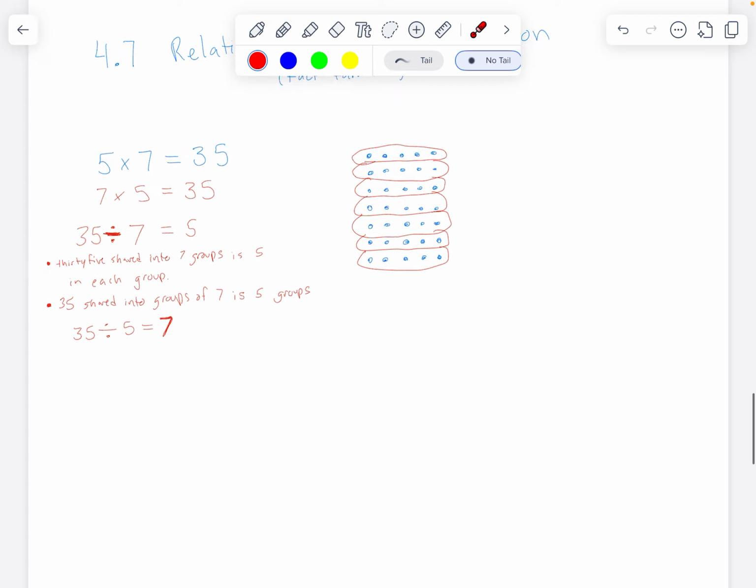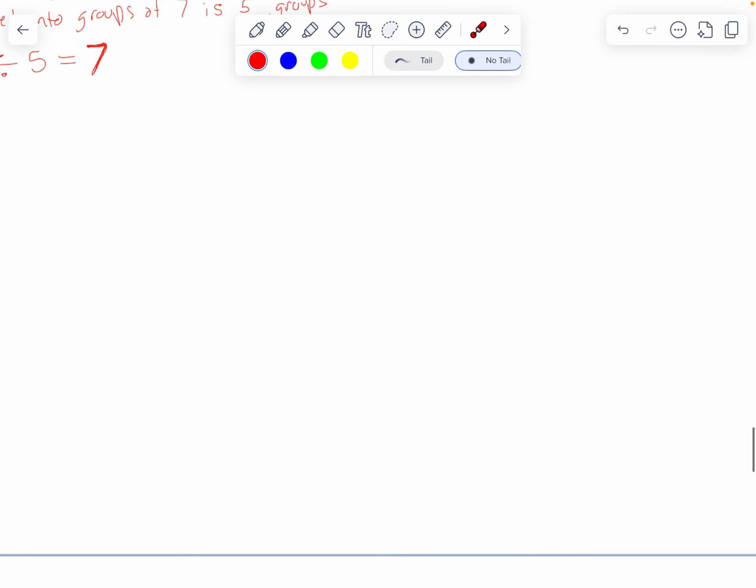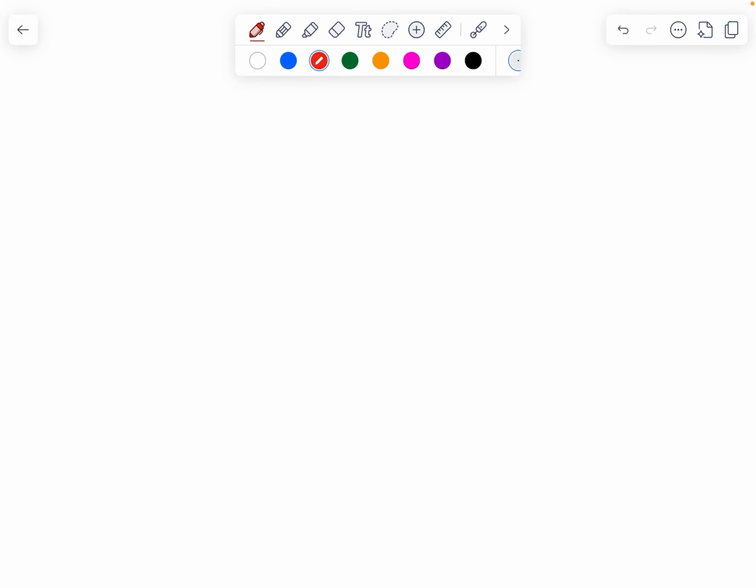So those are our fact families. I want to give you another one to try for yourself, okay? Can you give me the fact families for, let's say, my favorite, 7 times 8 equals 56. Now, if it helps you, you can draw an array and give your fact families. Go ahead and pause and try, and when you're done, come back. Okay, so hopefully you have tried now.